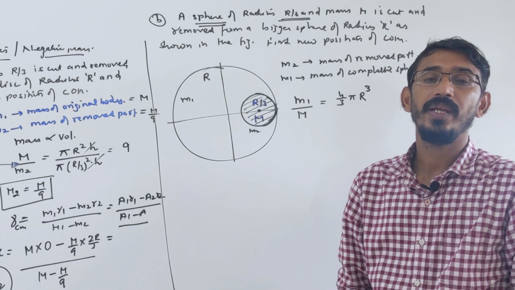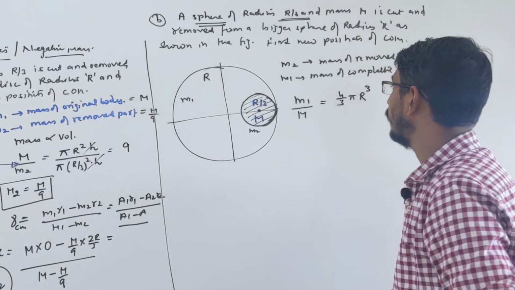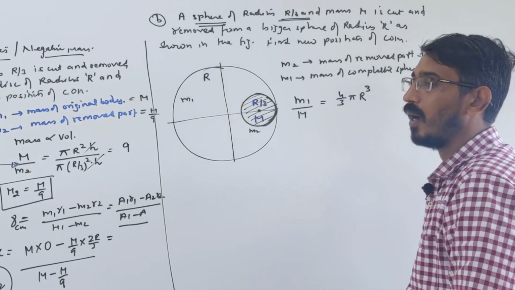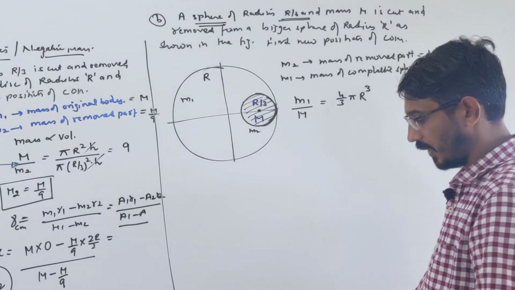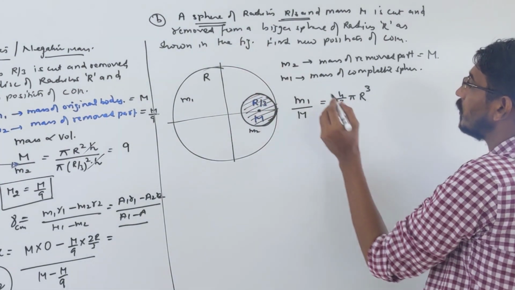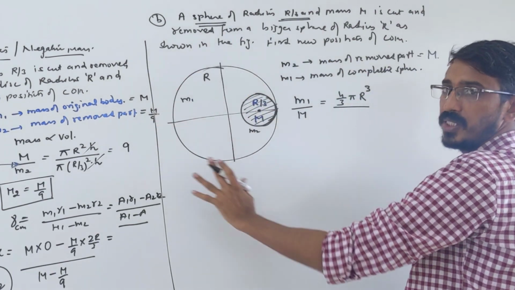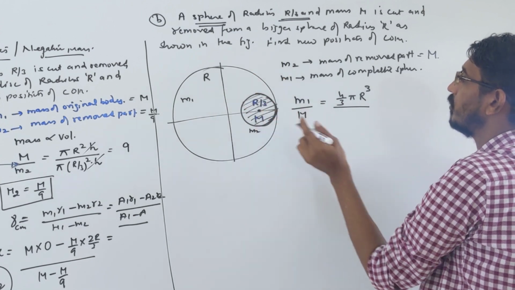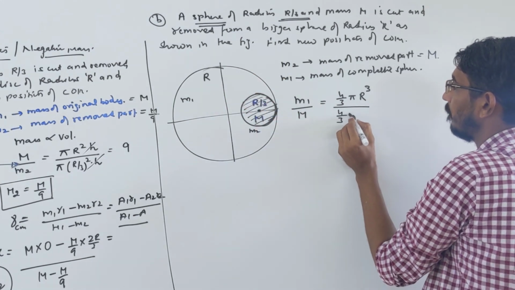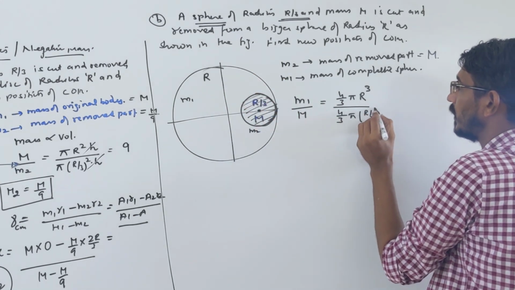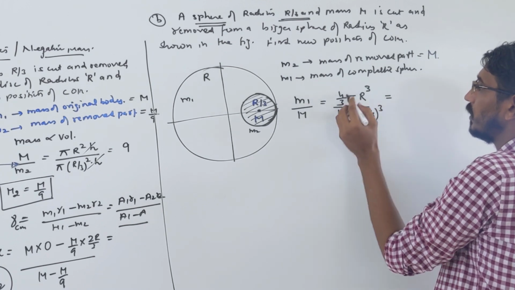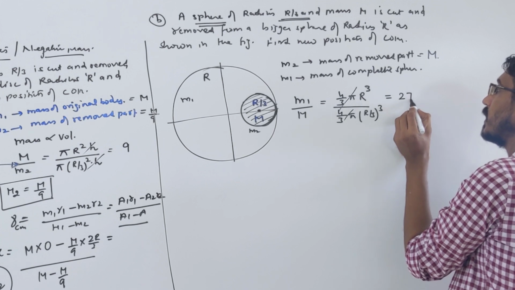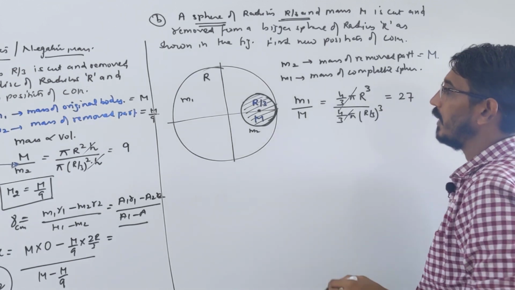So we are writing the volume of a sphere: 4 by 3 pi r cube. That's the volume, right? Now this is the volume of the complete sphere, and this is the mass of that removed part. So what's the volume of the removed part? 4 by 3 pi times r by 3, whole cubed. So when you solve this, the r cube becomes 27, correct?